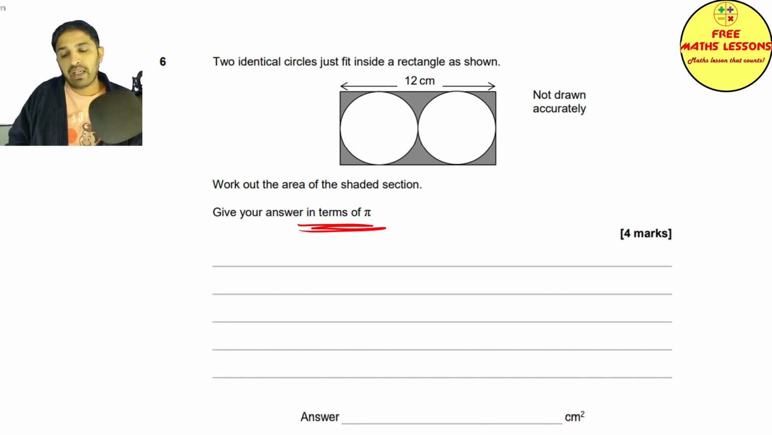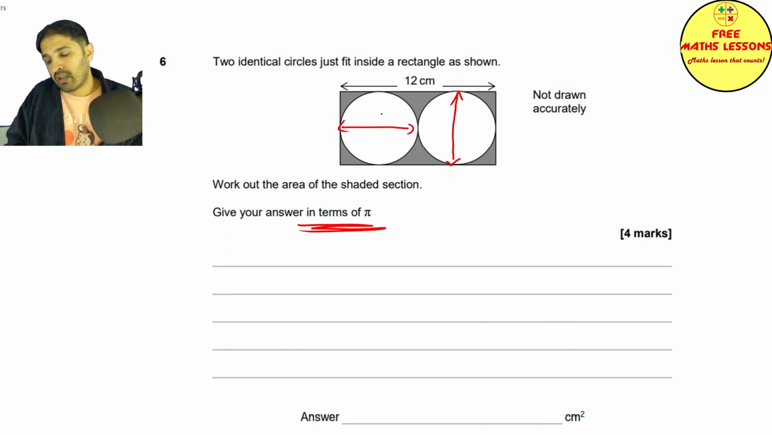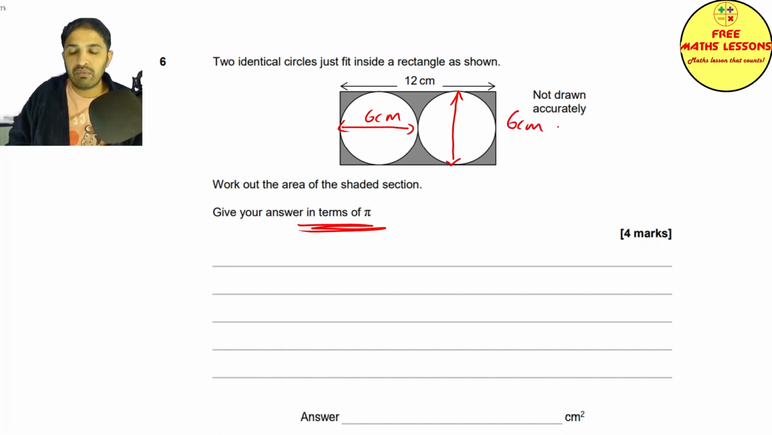Okay, so let's work out the height of the rectangle. How do we work out the height of the rectangle? The height of the rectangle would be the same as this, which is the diameter of the circle. So two diameters of the circles make 12. So the diameter of the circle here is going to be 6 centimeters. So once you work out the height of the rectangle, that will get you 1 mark, and that will help you work out the area of the rectangle.